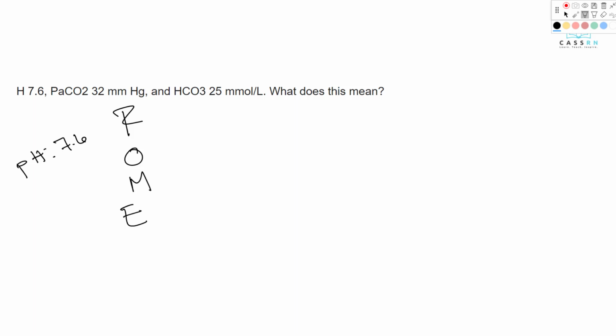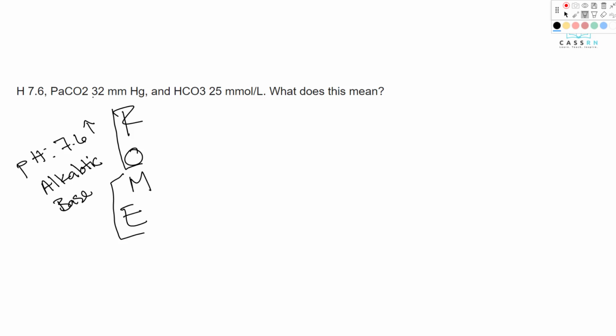Okay, and so does that make it acidotic or alkalotic? Our normal ranges are 7.35 to 7.45. So this is actually going to make it alkalotic or base, okay, or alkalosis. So now we need to figure out which body system it is that's also doing that. Okay, so we've got our respiratory right here. We've got our metabolic right here.